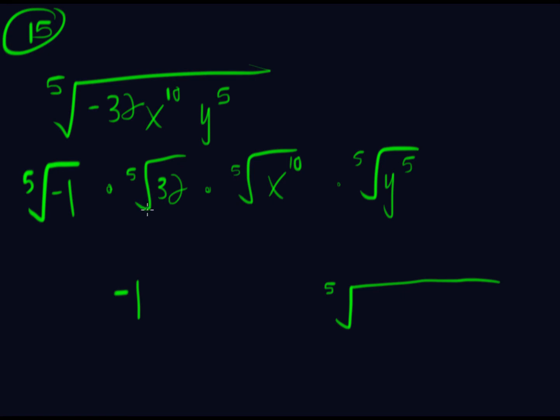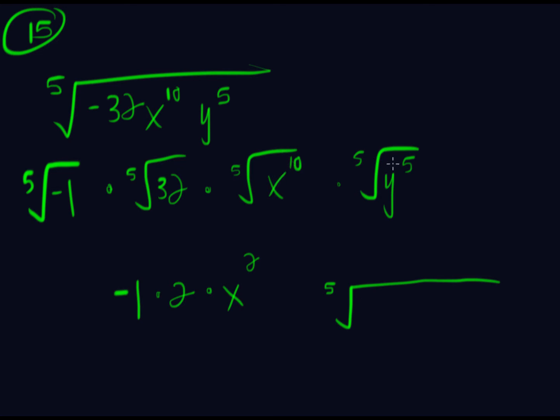The fifth root of 32 is 2. The fifth root of x to the 10th, well, since we're not taking a fifth root of a number this time, it's the fifth root of a variable to a power. I have to say, how many times does 5 go into 10? And 5 goes into 10 2 times evenly. So an x squared comes out, and nothing as far as the x stays inside of the radical because it went into the 10 evenly.